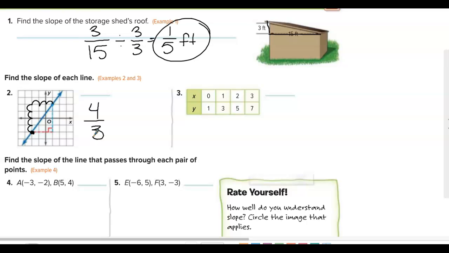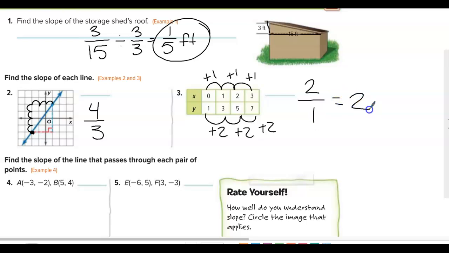Okay? Number 3, how do you get from 0 to 1? How do you get from 1 to 2? From 2 to 3? How do you get from 1 to 3? 3 to 5? 5 to 7. What is my change in y's? What's my change in x? Which is the same as? Thumbs up if you got that.